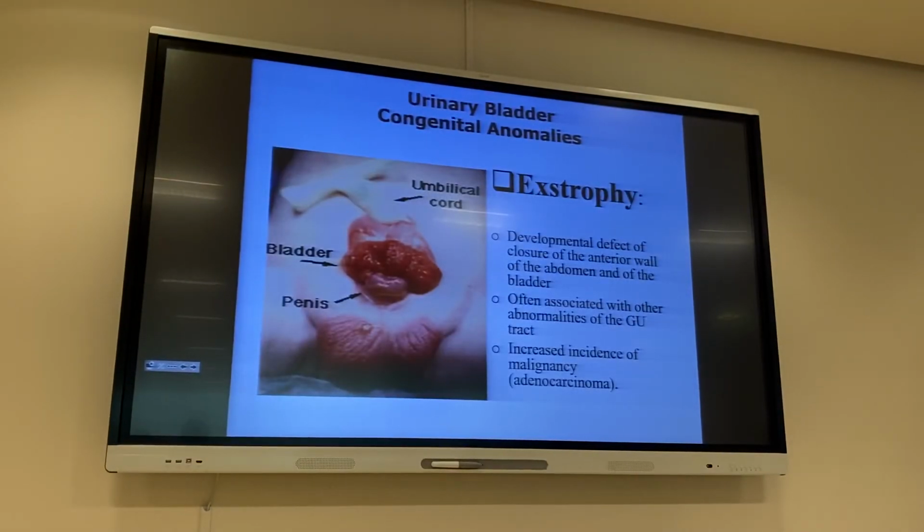Here's another congenital abnormality of the urinary bladder, which is a defect in the anterior urinary bladder wall, with or without a defect in the anterior abdominal wall. If this is not caught early and treated early, it will result in a metaplastic change of the urothelium that may, again if it's not treated, go on to give rise to adenocarcinoma.